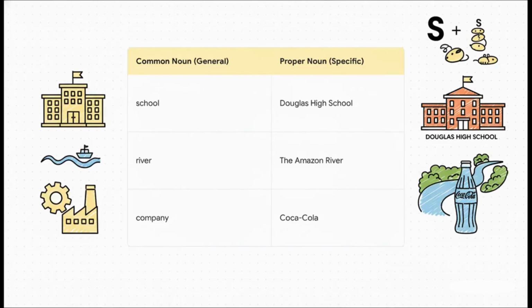So let's just look at this one more time to really hammer it home. We're not talking about just a school. We're talking about Douglas High School. We're not talking about a company. We're talking about Coca-Cola. That capital letter is the key. It's the signal that we're talking about one specific, unique, named thing.